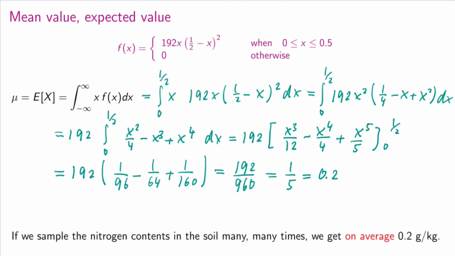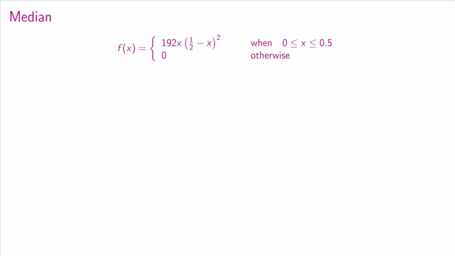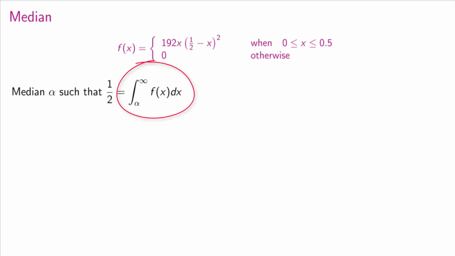So we're finding the mean value of this distribution up here is 0.2. The meaning is if we sample the nitrogen contents in the soil many times, then on average we get 0.2 grams per kilogram. Let's move on to the second one, which was median. So the median was the value alpha, so that half the measurements are above and half the measurements are below. The formula is here. So we need to integrate from alpha to infinity the function f(x) dx and set it equal to 1/2.